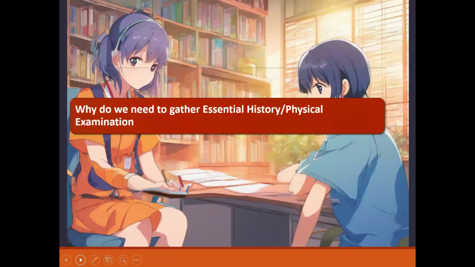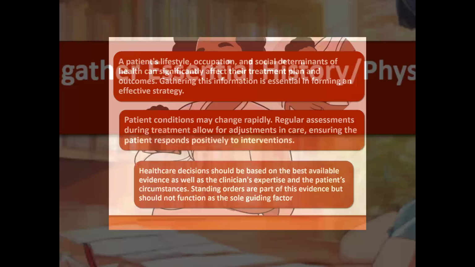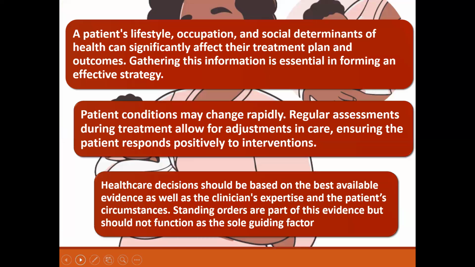Why do we need to gather essential history and physical examination? We've discussed that. Well, let's look at it again, one after the other. You know that a patient's lifestyle, occupation, and social determinants of health can significantly affect their treatment plan and outcome. Therefore, when you gather information that is essential, it helps you in forming an effective strategy. That's why you have to take a detailed history of the patients.